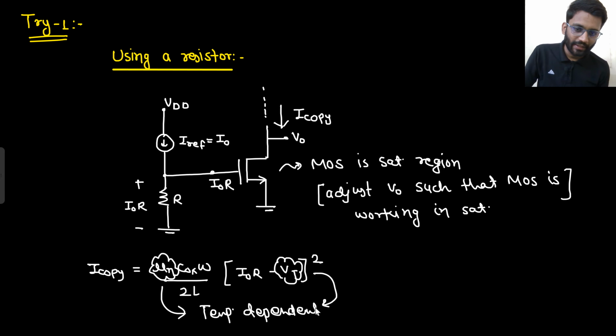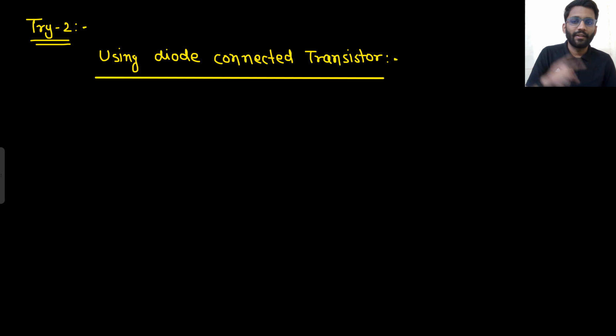We try to make a copy of this current source which should be independent of the temperature variation. But this is not independent of the temperature variation, it is depending on the temperature. So this is not a good idea. So what will we do now? We will use a diode connected transistor.